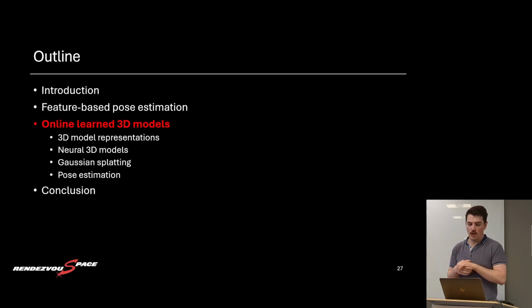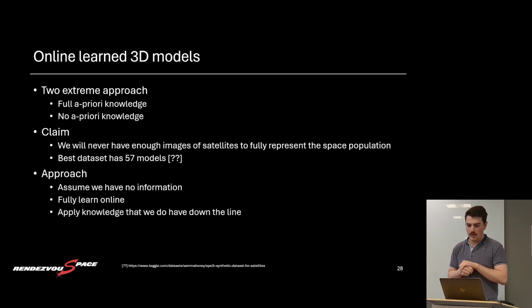So now we can look into online learned 3D models and how those can help us do better pose estimation. So when we talk about online learned 3D models, there's kind of two extreme approaches. The first is full a priori knowledge. You can take this to mean that we already know the 3D model. In this case, what I mean is that we have a data set that's sufficiently large such that whatever spacecraft we're going to get in space is well represented by that data set.